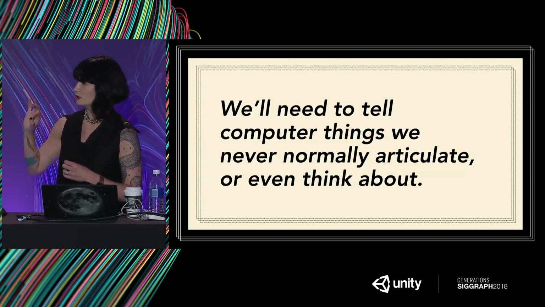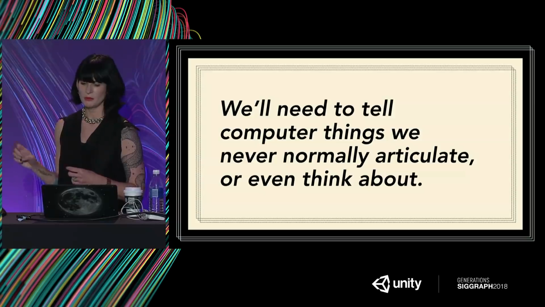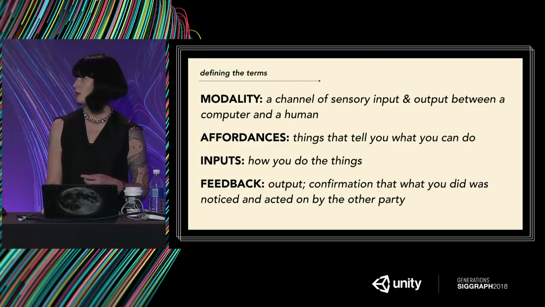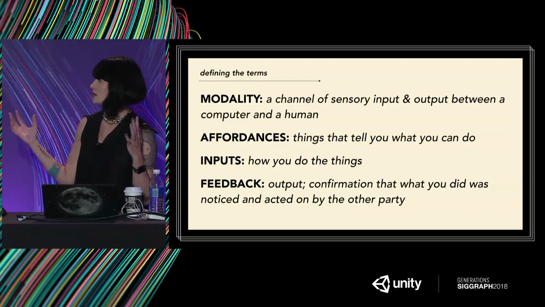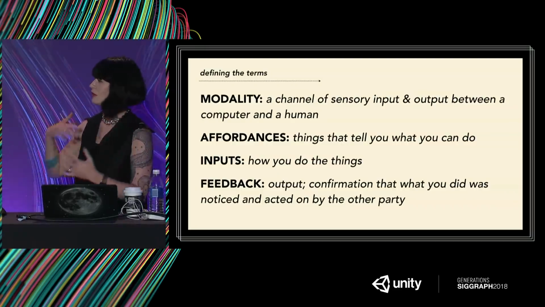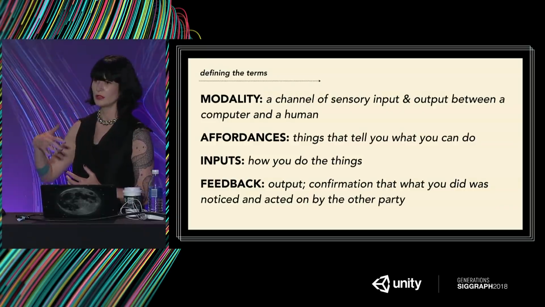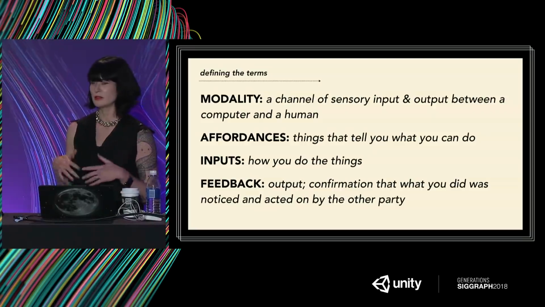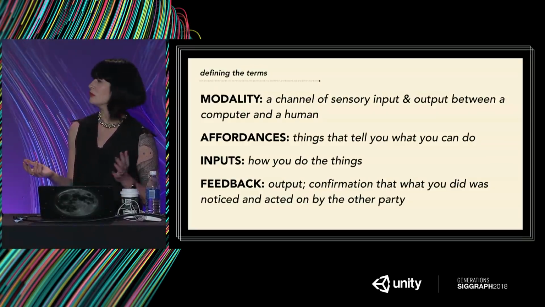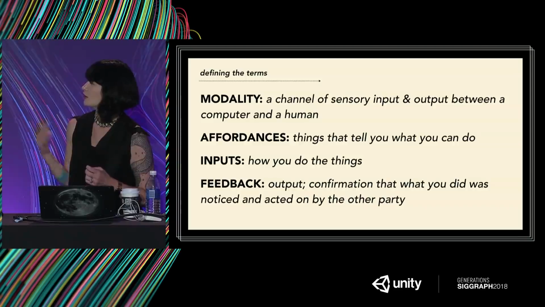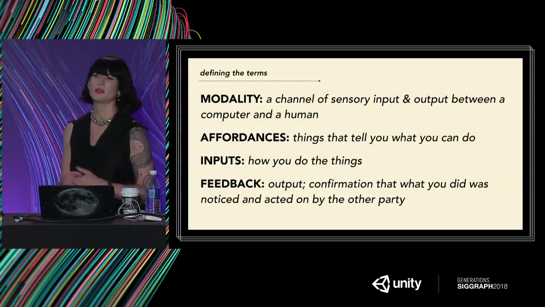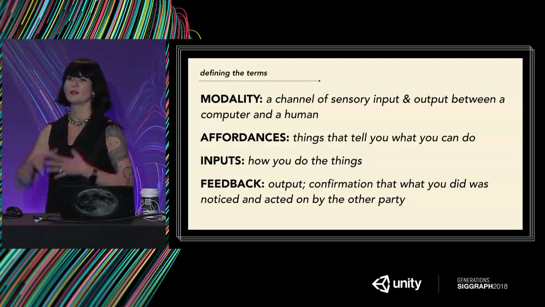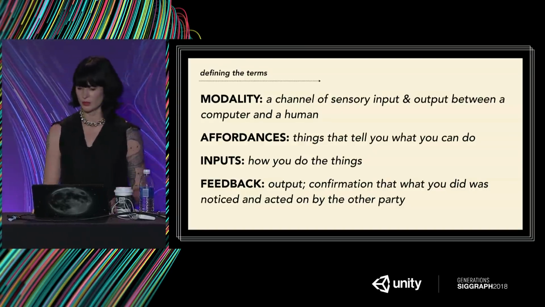We'll talk about permissions specifically, but before we get into that, I want to talk a little bit about how people talk to computers today with modalities. So modalities are just sensory input and output. The big three are visual, audio, and touch for computers. Obviously, you have smell and taste, but those are gross. I don't want them on my computer or involved with them. Affordances are the things that tell you what you can do. Inputs are how you do the things. And then finally, feedback is output. That's confirmation that the thing you did actually worked or didn't work.